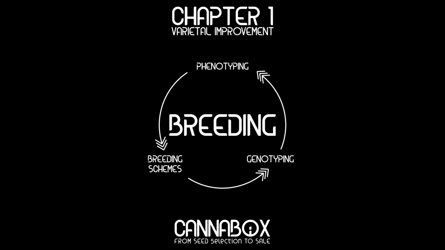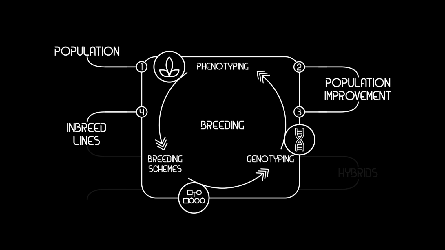Today, with practical examples, we are going to see how we can develop new improved varieties starting from natural populations. Inside the breeding box, there are three main tools we can use. These consist of phenotyping techniques, the crossing and selection schemes or breeding schemes, and genotyping techniques.